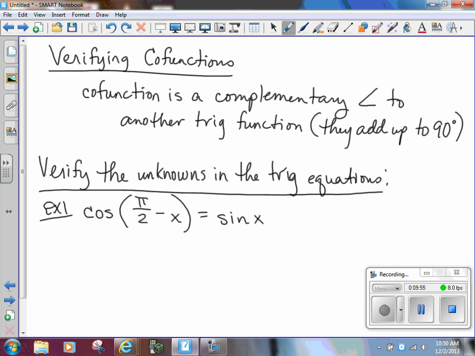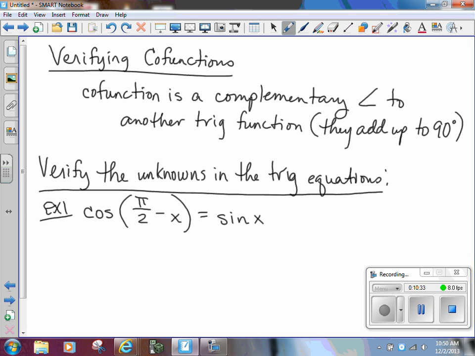Pi over 2 minus x. What is pi over 2? 90 degrees. So the angle 90 degrees minus something would be its complement, right? Because it's 90 minus an x. It's actually 90 degrees minus something. I don't think you're going to run into anything like that, but it's always going to be some increment of 90, okay?